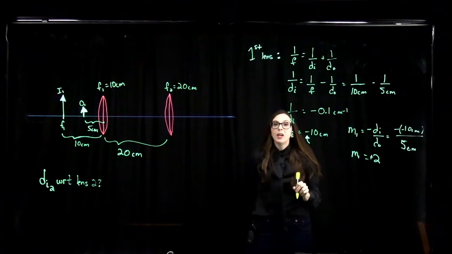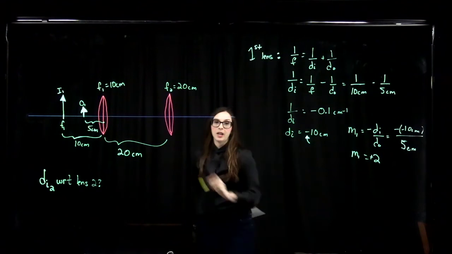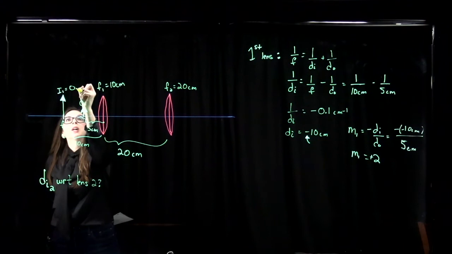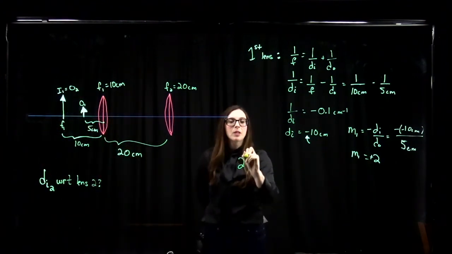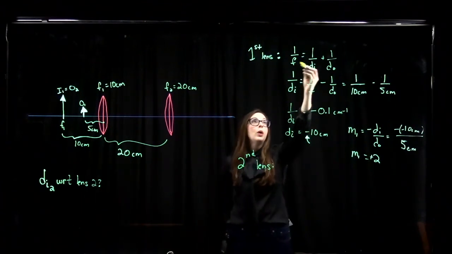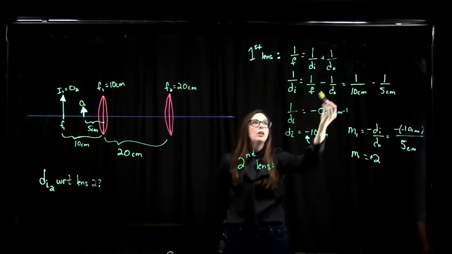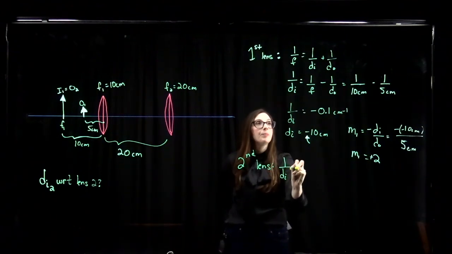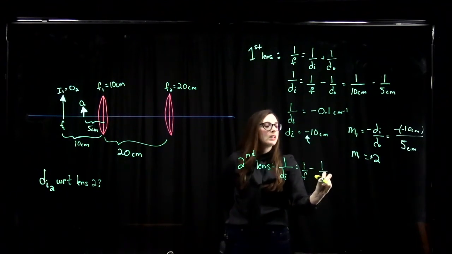This image is going to serve as the object for our second lens. So the image from the first lens equals the object for our second lens. So now when we think about the second lens, we've still got 1 over f is equal to 1 over di plus 1 over do. We're looking for di, so I'm going to go ahead and solve this, write this down. 1 over di equals 1 over f minus 1 over do.